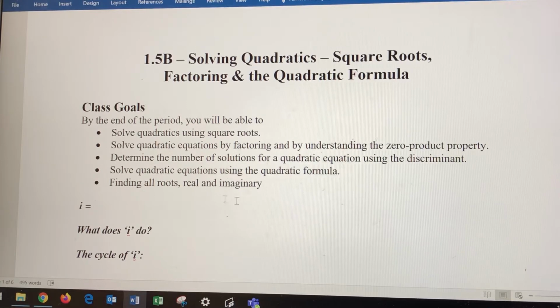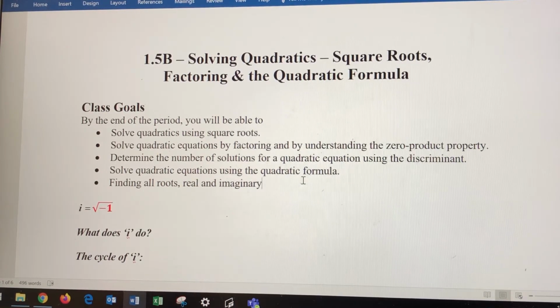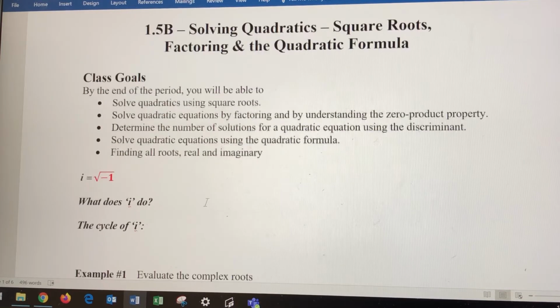So first off, i is recognized as the square root of -1, okay? Up to this point, anytime you had a negative number underneath the radical, you just said that was undefined. We didn't go any further with that, okay? But there are times where we need to actually calculate using that square root of -1, and there are real-world situations where this has many applications, okay?